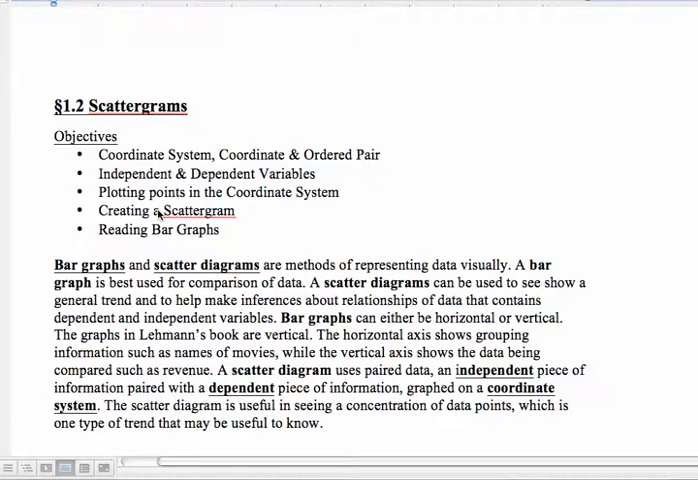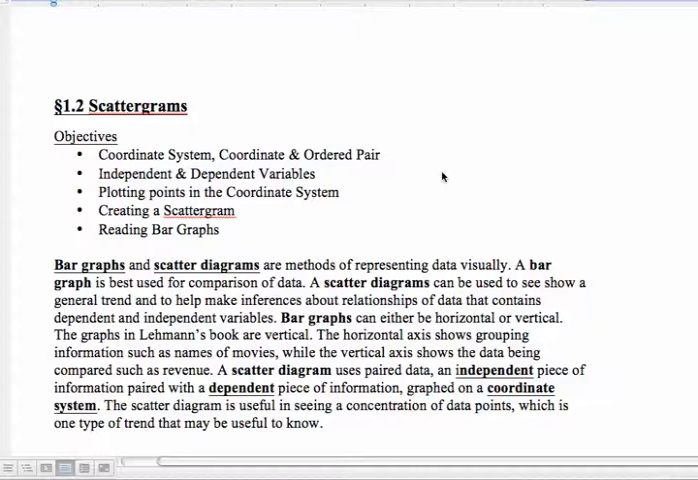This begins our lectures on section 1.2. Our objectives in section 1.2, as you can see, are the coordinate system, what a coordinate and what an ordered pair are, independent and dependent variables, plotting points in the coordinate system, creating a scatter diagram, and reading bar graphs.